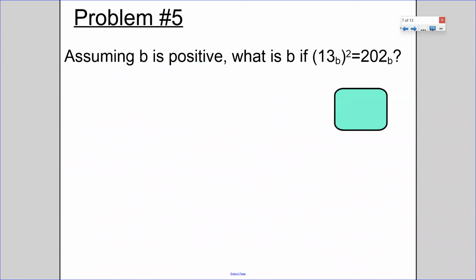All right, final problem. We're assuming B is positive, so if we end up getting a negative answer, we can throw that out. We're trying to figure out what B is if 13 base B squared is equal to 202 base B. So we don't actually know our base here, but we can treat this as a binomial. We essentially have 1B plus 3, and we're squaring that whole piece, and that will equal 2B squared plus 0B plus 2.